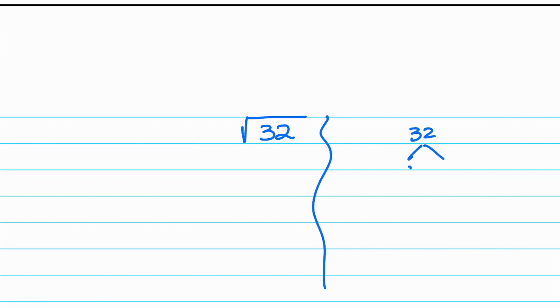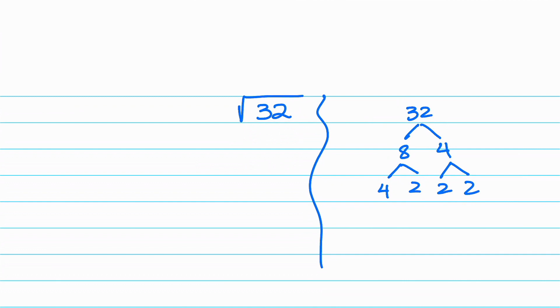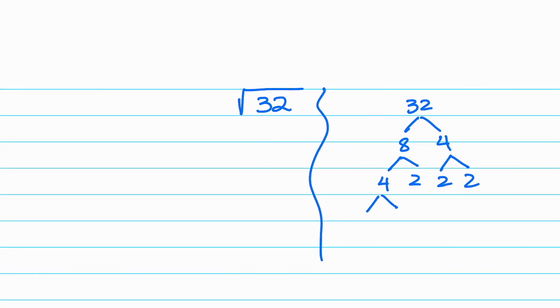So 32 is the same thing as 8 times 4. That 8 I can break down into 4 times 2. The 4 I can break down into 2 and 2. I check again. I can break down that 4 again into 2 and 2. The rest of these I can't break down, so I can't break down this, this, or this. It looks like the things that I'm left over with is a 2, a 2, a 2, a 2, and a 2. Those are the things at the very end.